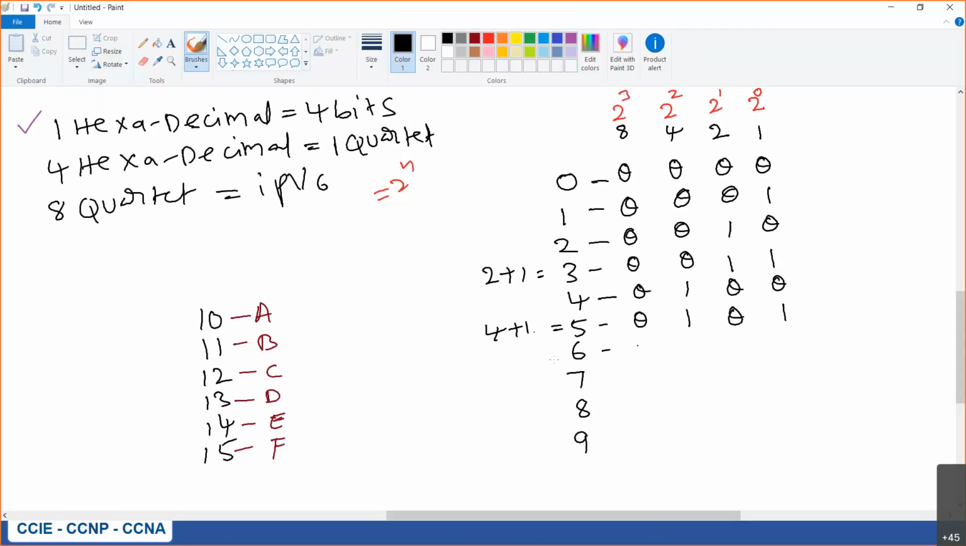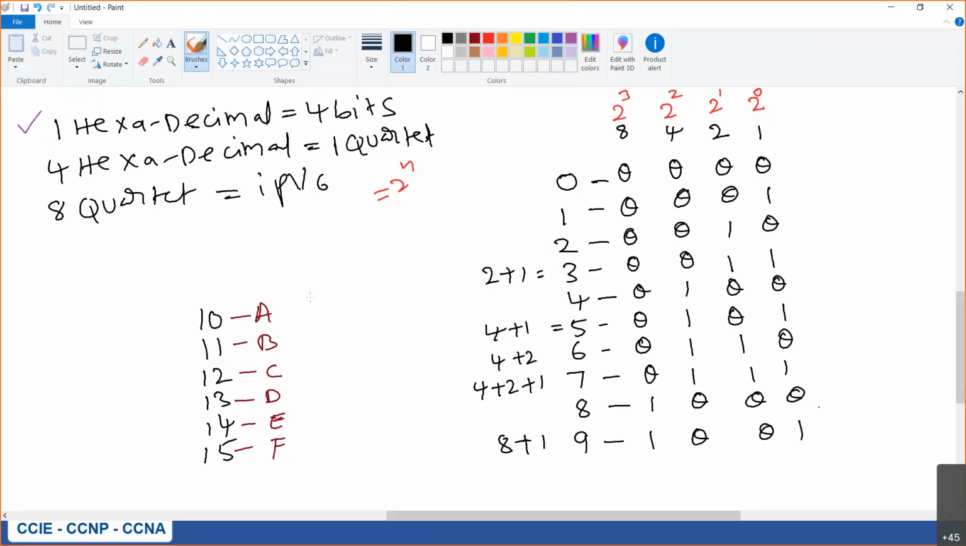Then 6: 4 plus 2 is 6. So 4 is on, 2 is on. Okay, 7 is 4 plus 2 plus 1. So 4 is on, 2 is on, 1 is on. 8: the 8 place is on, 0, 0, 0. 9: 8 plus 1 is 9. So the 8 place is 1, the 1 place is 1, remaining 0.